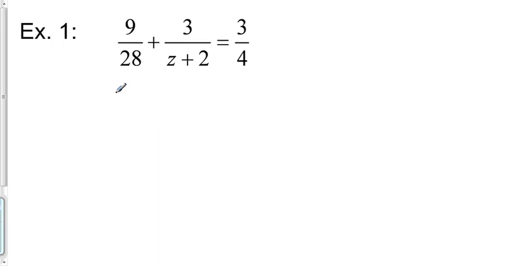We've got three fractions in this equation: 9 over 28 plus 3 over z plus 2 equals 3/4. And our job is to figure out what z is. What's the value of z that makes this equation true? Well, we need to figure out what the lowest common denominator is. Let's look at the numbers, between 28 and 4. 28 is the lowest common multiple. 28 goes into 28, and 4 also goes into 28. Then I also need the factor z plus 2. So that's my common denominator.